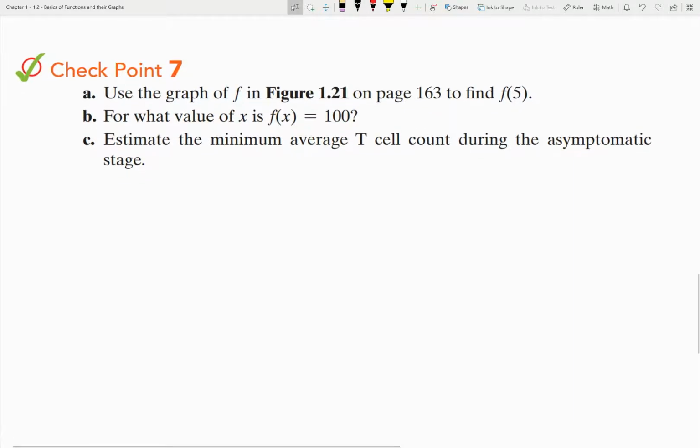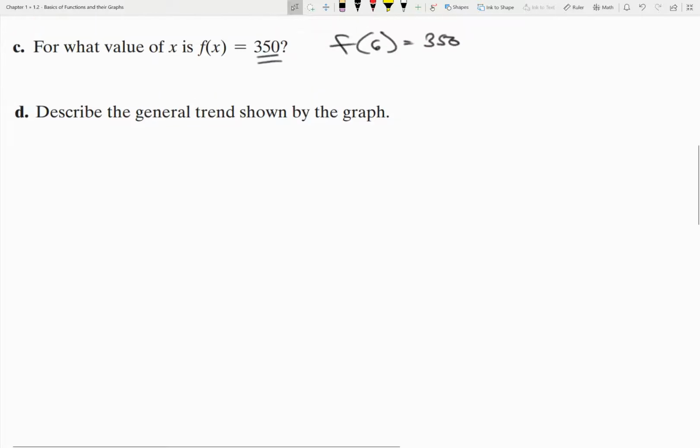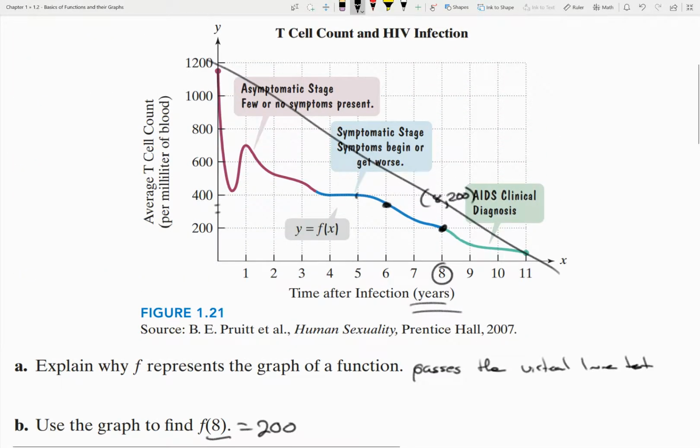So we're going to use the same picture, f of 5, f of x is equal to 100. Let's go back up to the graph. f of 5 is 400, because at x equals 5, my output is 400. 100 is about there. Looks like f of 9 is equal to 100. So the answer to the first one is 400. The second one is 9.